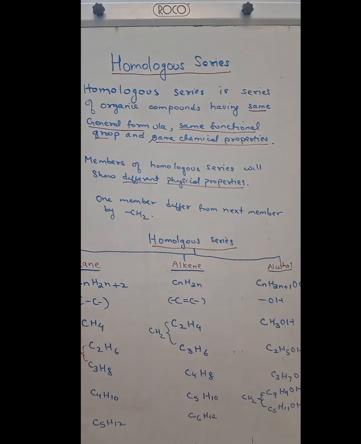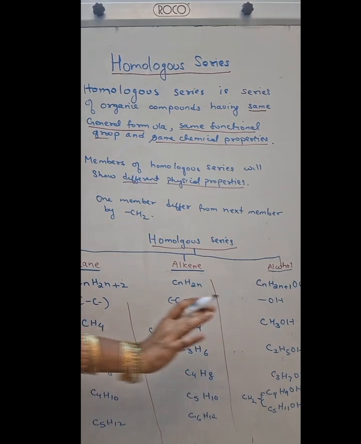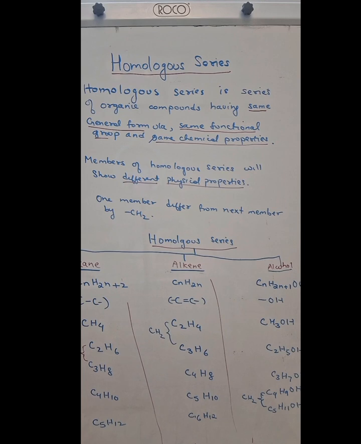So this is all about the homologous series. Again I am repeating, this is very important. You just need to understand the three similarities and two differences, and the homologous series is done.